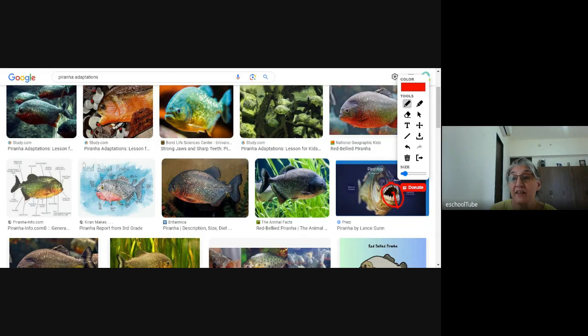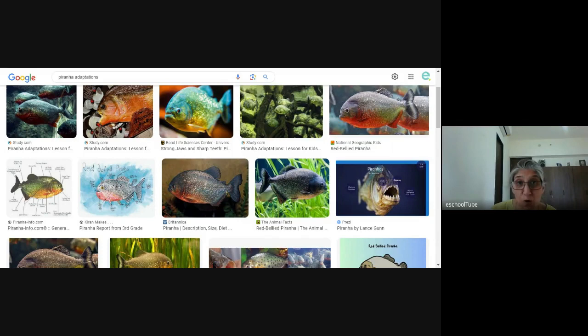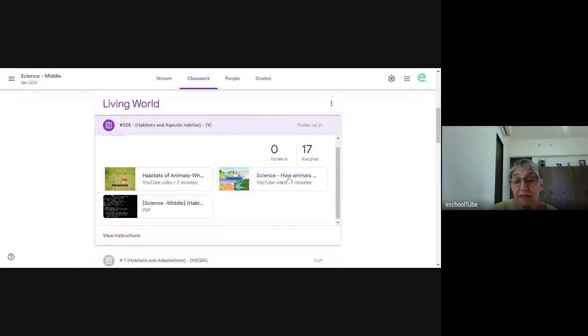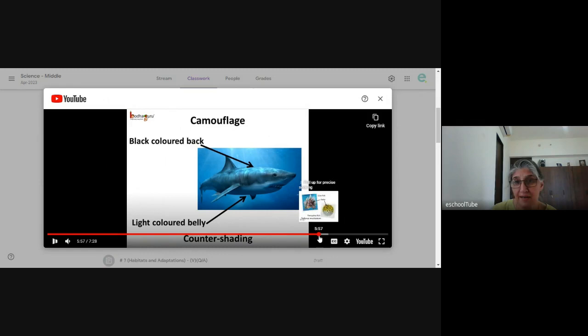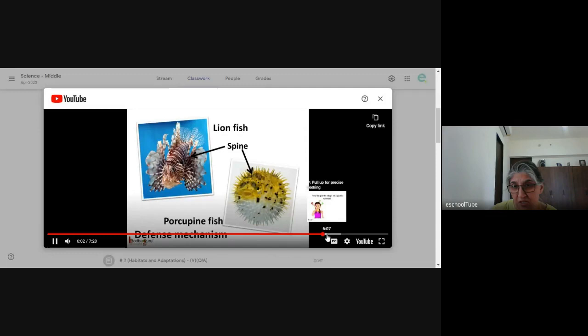Okay, so now let's go back. And now we will do aquatic plants adaptation. How do the plants adapt? This we had done, all of this in the last class. Lionfish. The porcupine fish also has this. So this is their defense mechanism.